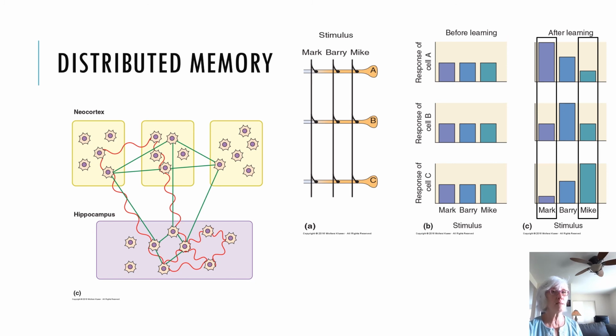But in some cases, that stimulus is greater than somebody else's. So for neuron A, for example, Barry's stimulus is greater than Mike's, but it is less than Mark's. So what I'm saying is that it's the pattern of which neurons receive an extraordinary, strong stimulus, and which neurons receive a less than strong stimulus. And it's that pattern that helps us recognize who is Mark and who is Barry.